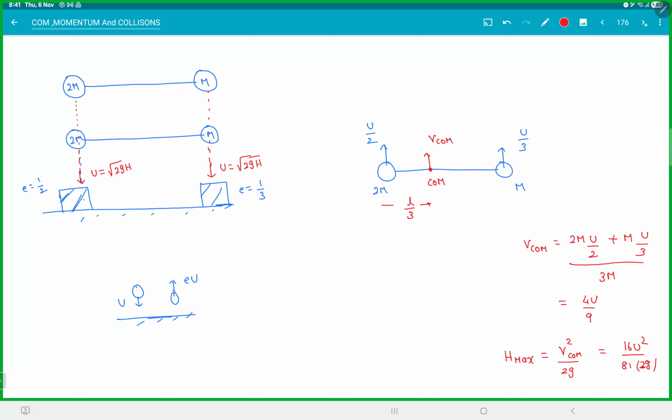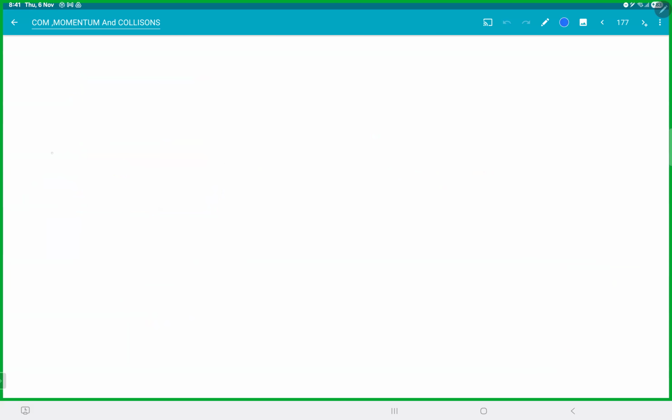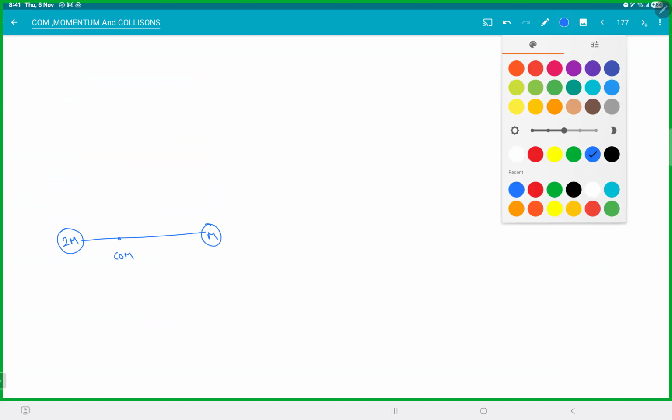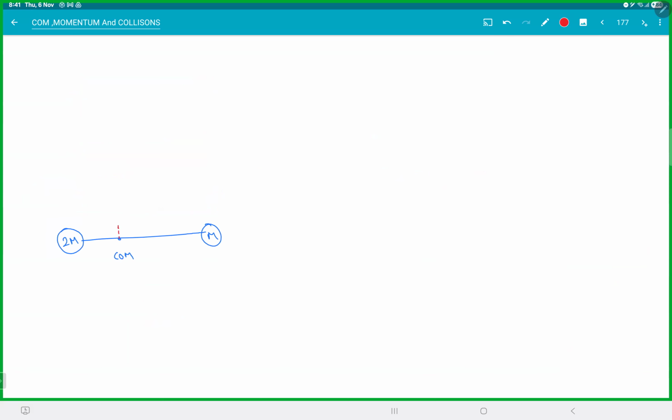Now, how do you find omega from here? So how will this system actually move? Remember, other than mg, there is no other force. So your center of mass will continue to go in a straight line. So this is the path of the center of mass. That is the whole definition of center of mass.